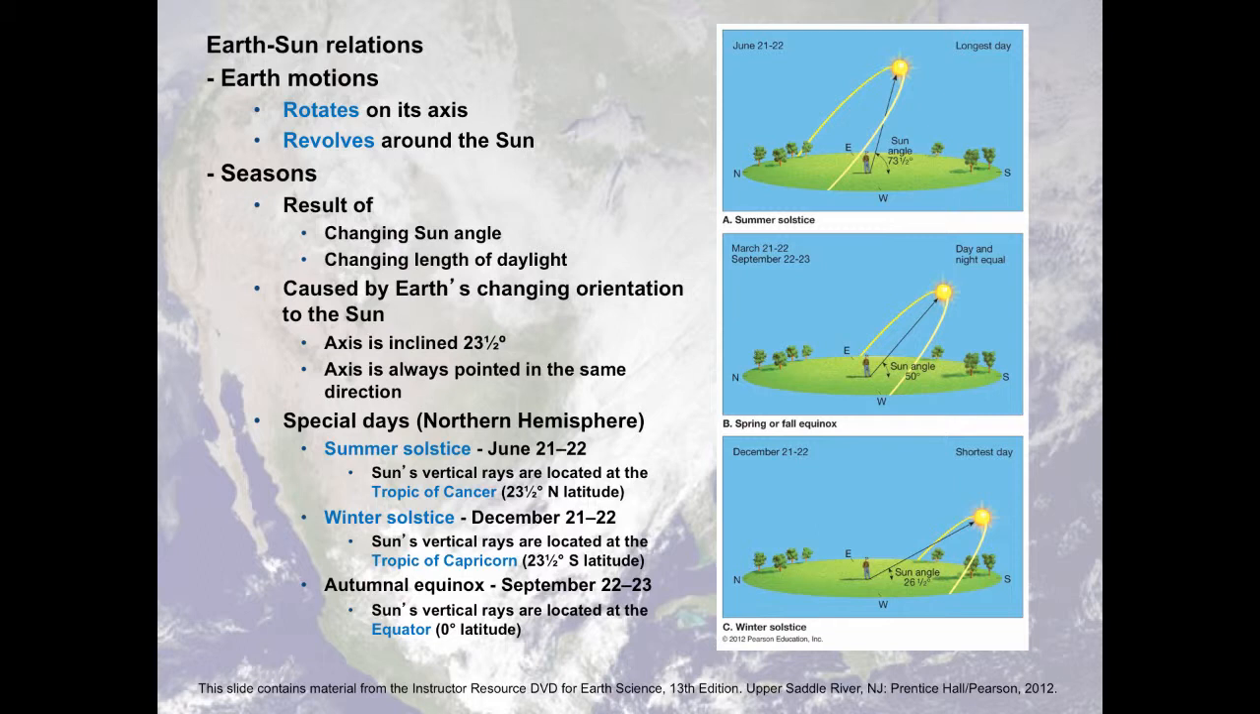We know that precession changes the angle of that axis over long periods of time, hundreds of thousands of years. Special days in the northern hemisphere, which are equally special in the southern hemisphere, but opposite, are the summer solstice, where the sun's vertical rays are located at the Tropic of Cancer; the winter solstice, where the sun is directly over the Tropic of Capricorn; and then the autumnal and vernal equinoxes. Autumnal equinox is fall in the northern hemisphere, and the vernal equinox is spring. At the equinoxes, the sun's vertical rays are located at the equator.